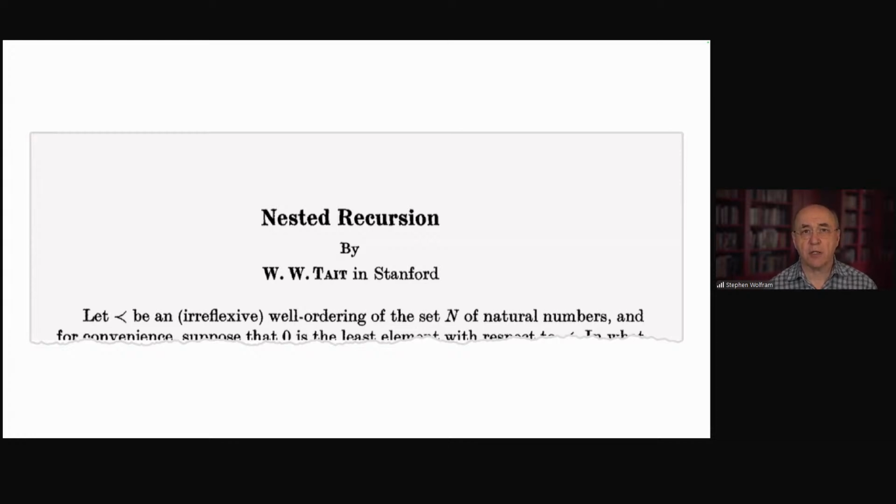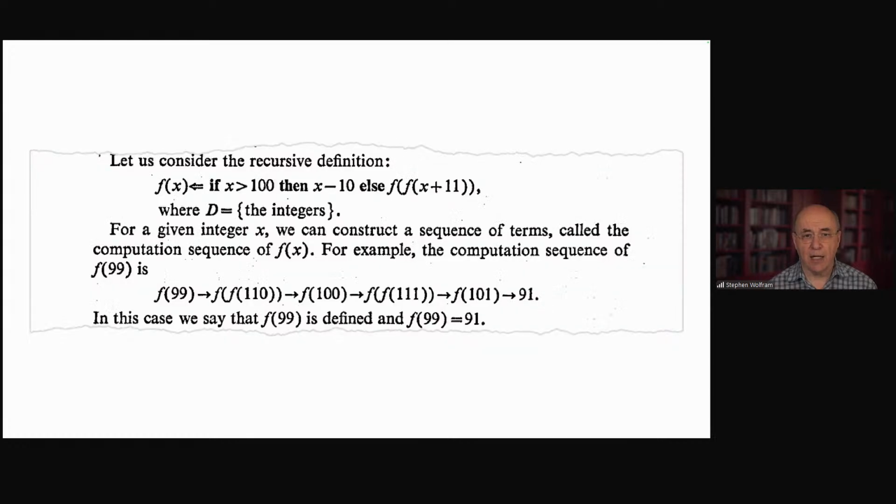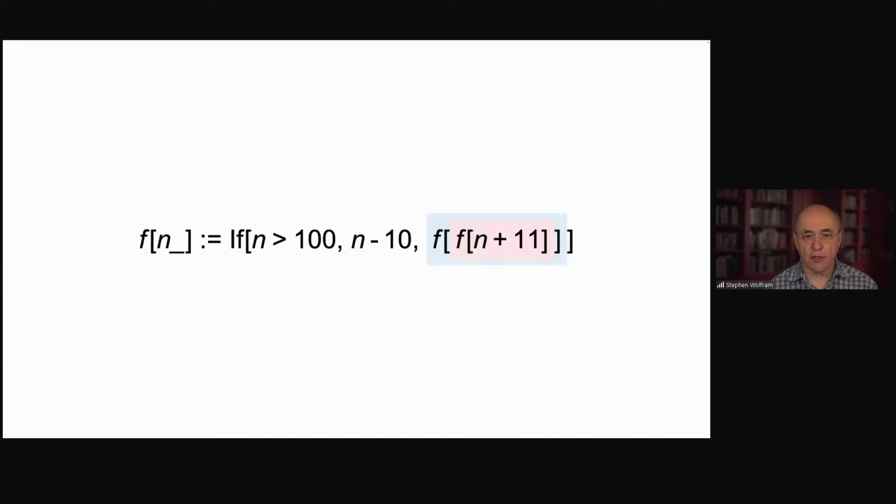And in doing this, John McCarthy came up with an example he intended to be awkward. That's exactly a nestedly recursive function. Well, in our notation, that function would look like this. It became known as McCarthy's 91 function because, yes, for many n, f of n equals 91.